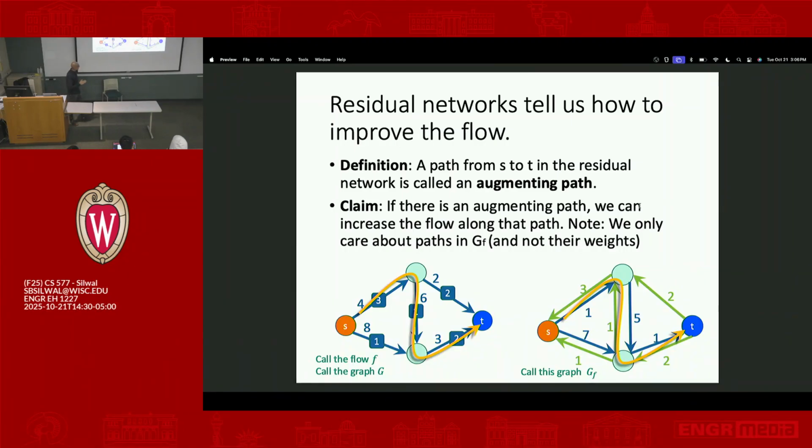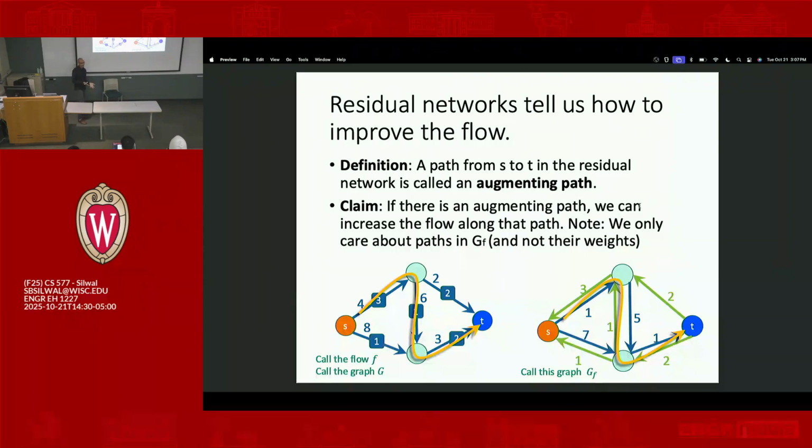It's just a path from S to T in this graph, G sub f. And the point is that if there is any path from S to T, where I can use either blue edges or green edges, then it's possible to increase the flow in the actual graph I care about by at least 1, if let's say all the capacities are integers for now. Does the statement make sense? I'll show you a proof. But if you don't understand what an augmenting path is, this is a great place to ask.